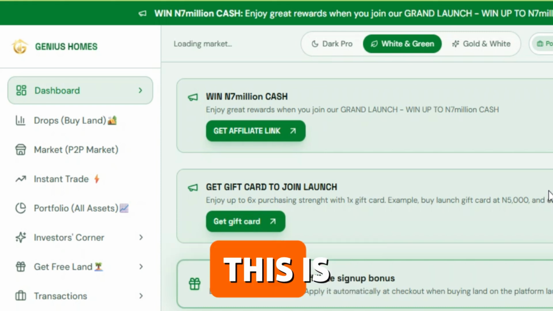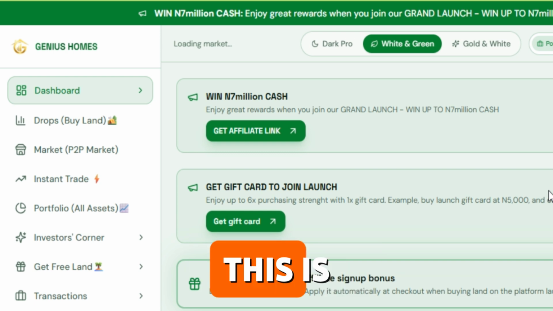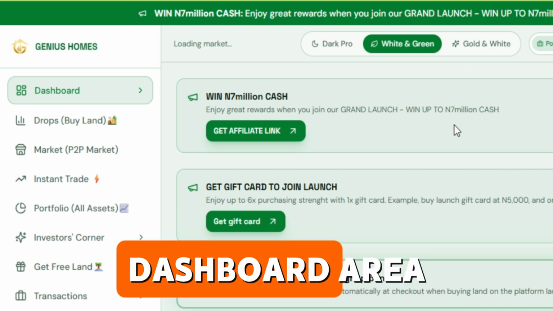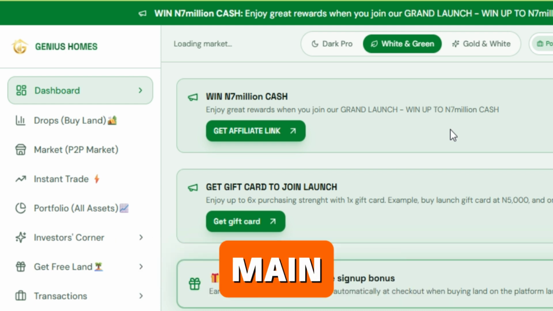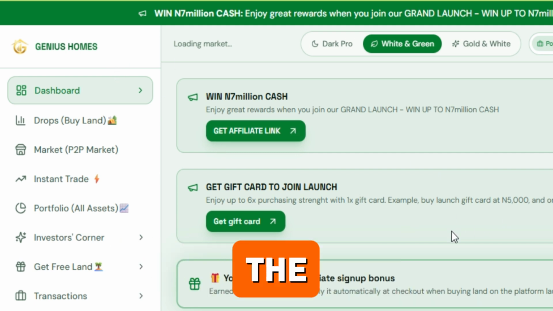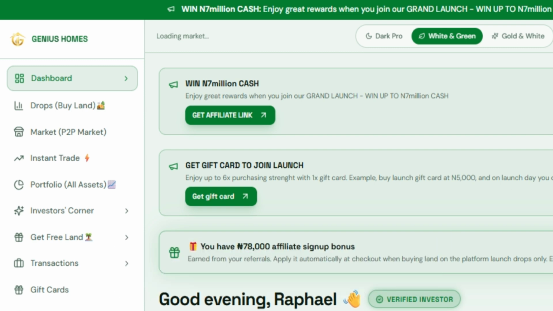Right, so this is how Genius Homes works. Once you are logged in, this is what you see. A few notifications on your dashboard area, and of course after the notification comes the main part of your dashboard, which is the summary of everything that is happening on your account.